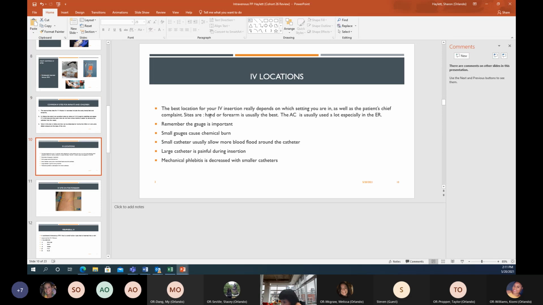Locations, the IV locations, we talk about that. The AC is the area where, especially in the ER, everybody likes to use it, because in the ER the nurses want to move fast. They don't have the time to be looking around. They just want to put the IV in. So they use the AC, which is not really good for patients on the floor, because the IV is running and you're getting beeping and beeping if the patient bends their arm, because they forget that they need to pull their arm out.